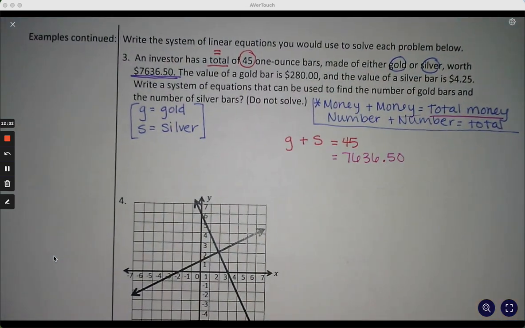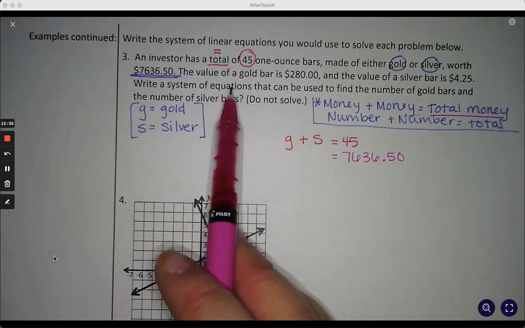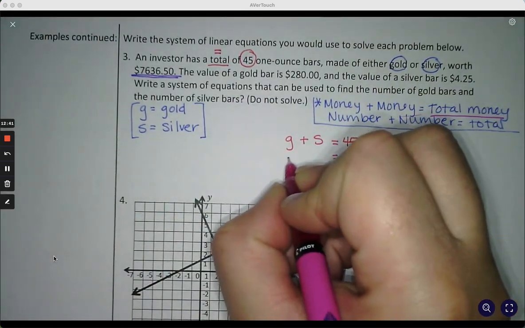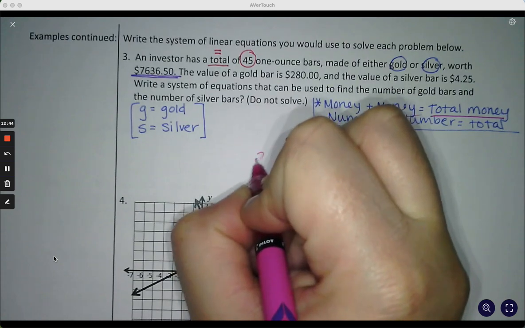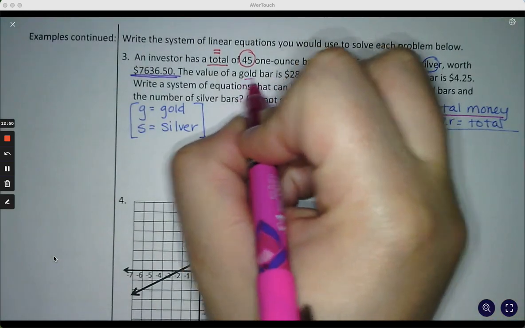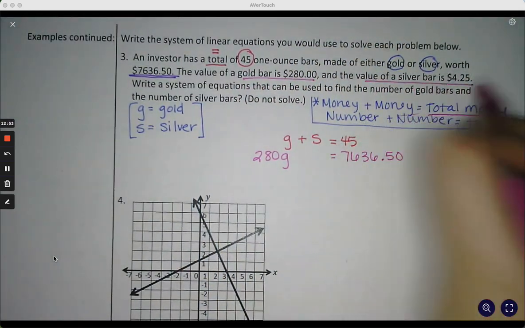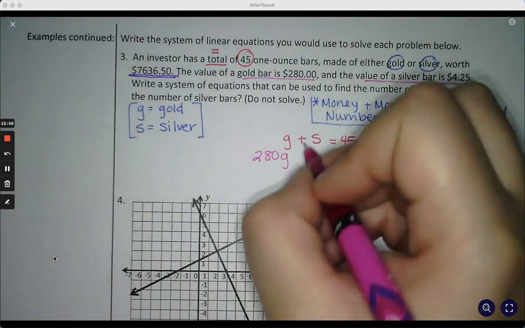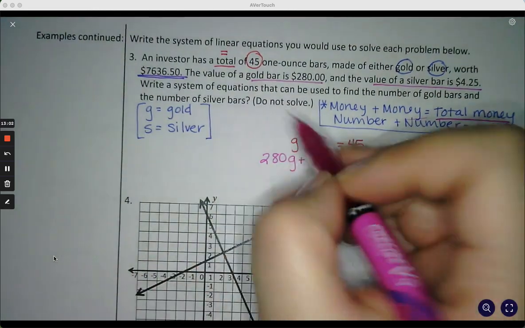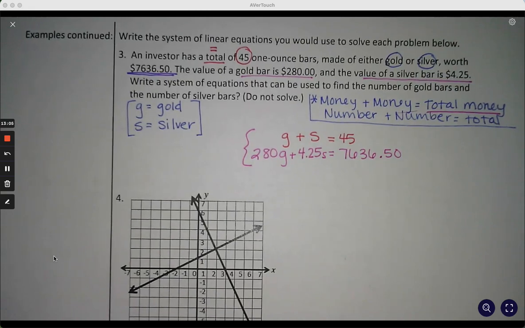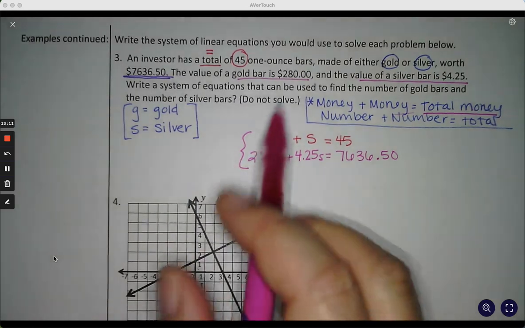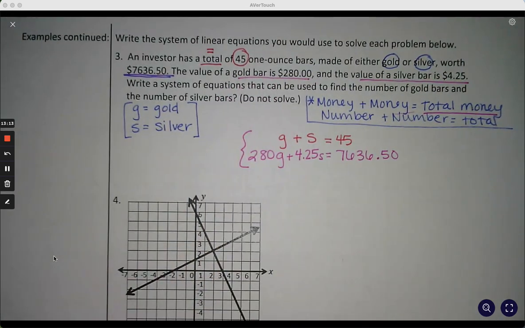Okay, so looking at our second sentence, the value of a gold bar is $280. So for every gold bar, we're going to pay $280. The value of a silver bar is $4.25. So $4.25 for silver. There are the two equations. Most likely, you're going to see problems that look like this on your EOC.